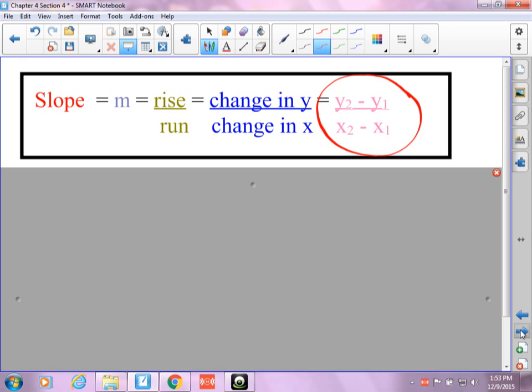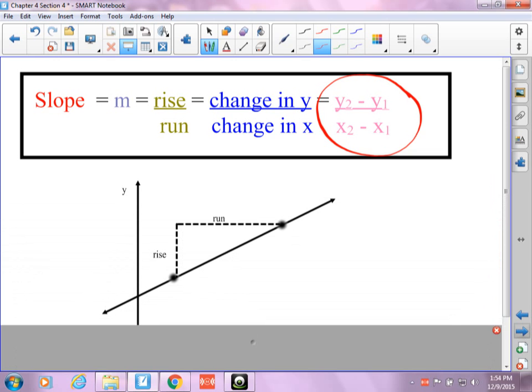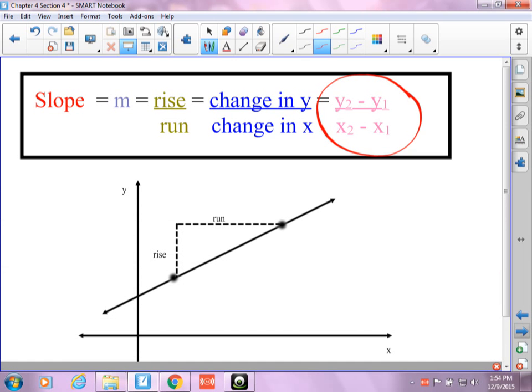And in fact, every single time you use this formula today, you're going to write it down. The reason why I want you to do it is because it's that important. If you don't get slope, we're done. Okay? This is very pivotal in what we're doing this chapter and the rest of the year. So first of all, when we look at slope, slope is the rise, which is going either up or down. If I go up, it's going to be positive. If I go down, it's going to be negative. And then it's over the run.